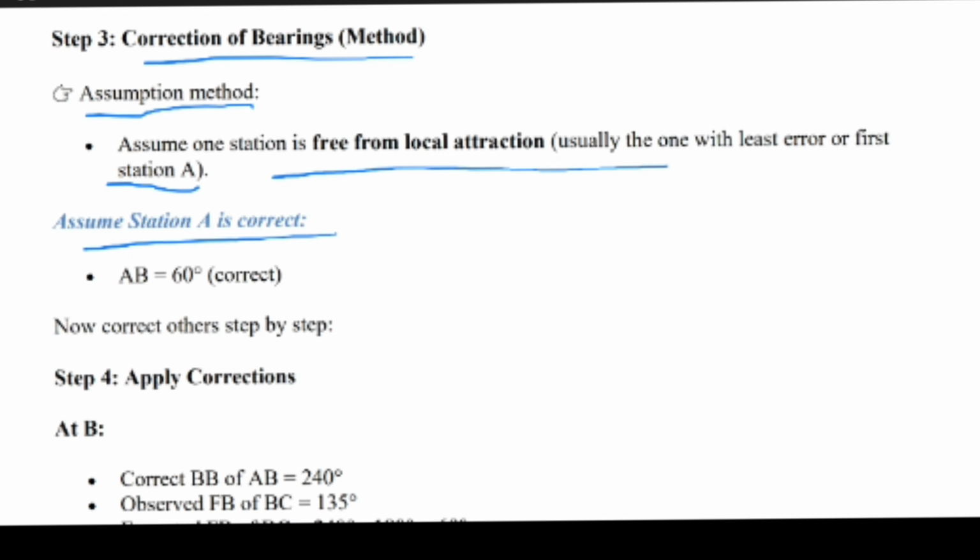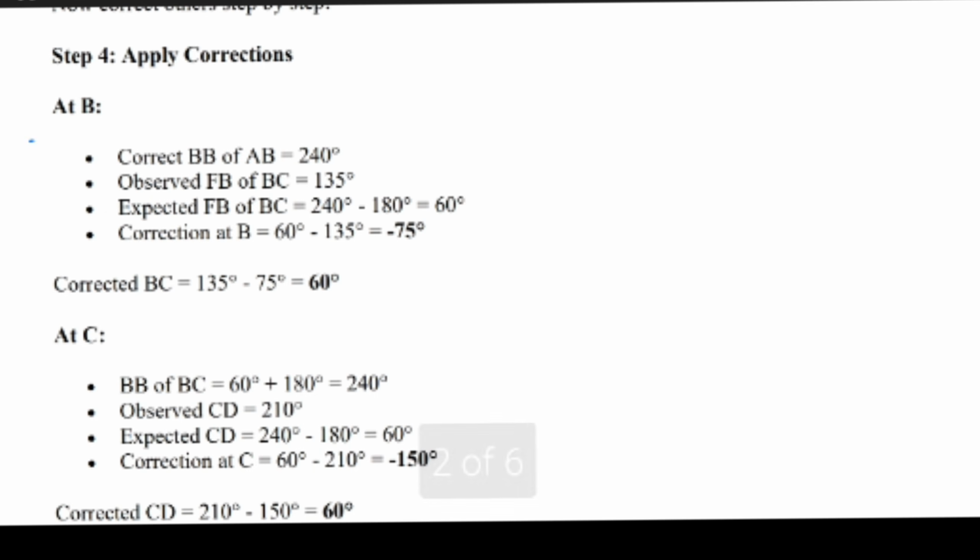Although we are assuming all the stations are affected by local attraction, at that time what we have to do is assume station A is not affected by local attraction. Station AB is 60 degree. Understood? Station AB is 60. So now we have to go for applying the correction.